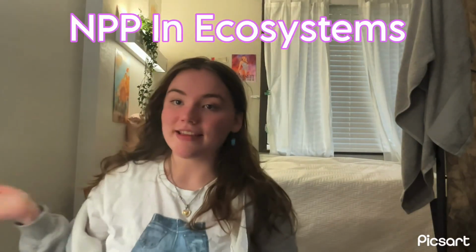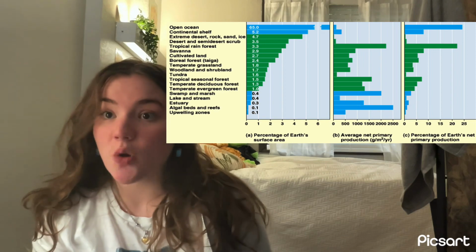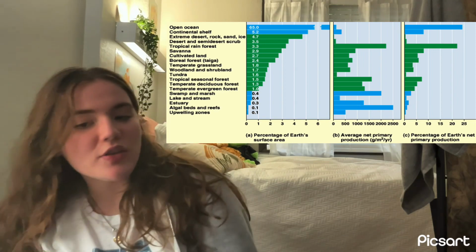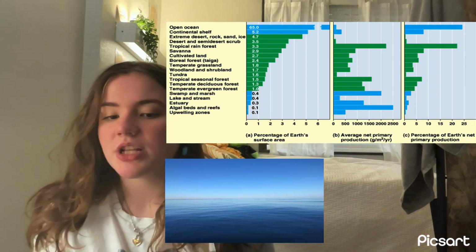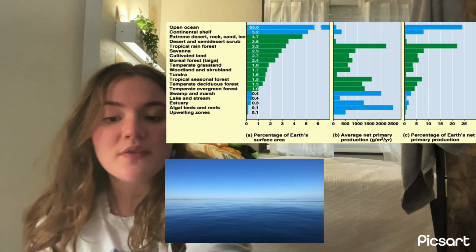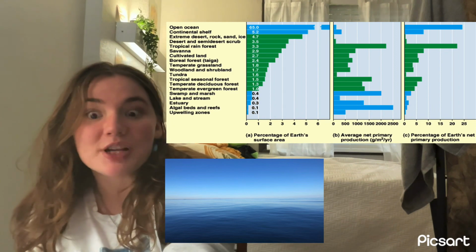So lastly, let's discuss NPP in ecosystems. Ecosystems vary greatly in NPP. Some of the largest ecosystems actually have very low average NPP, while some of the smallest ecosystems can have the largest. This is seen in the fact that the open ocean takes up 65% of Earth's surface area, but has very low average NPP.